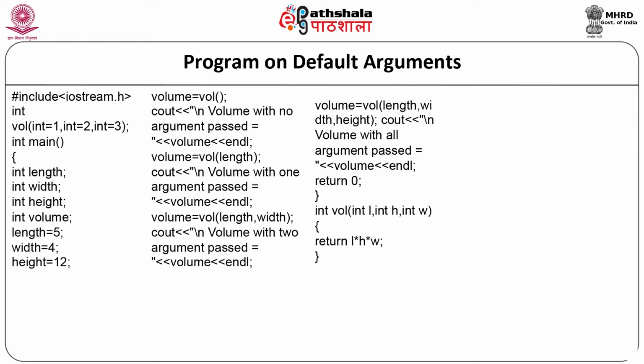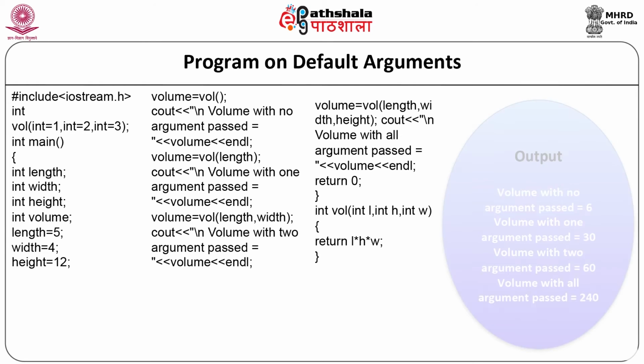Now we will define the function integer volume, with integer L, integer H and integer W as the parameters, and return L into H into W. When the above code is compiled and executed, it will produce the following result.